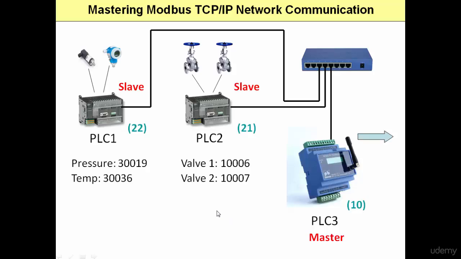From this lecture onwards, the first thing I want to look at is a read input register command and query response cycle for PLC3 reading the value of pressure from PLC1, which happens to be at 30,019. All right, so that is the first thing we're going to look at. We're going to look at what the query byte stream is and the response byte stream is in the next two lectures. But just know that this is the scenario we're dealing with. Okay.